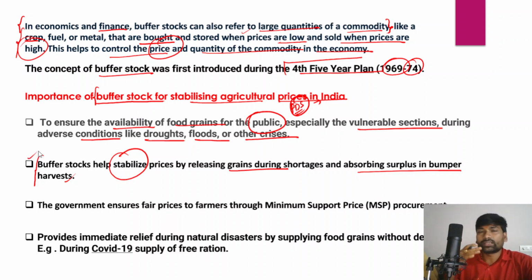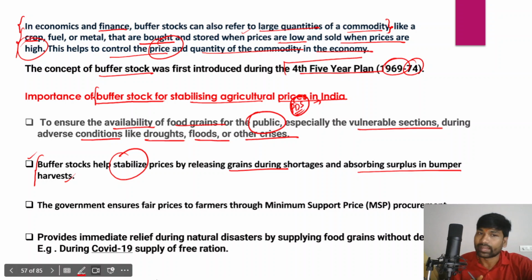So whenever the agriculture production is low, the government will release the food grains from the buffer stock to stabilize the prices. However, whenever there is a bumper produce of the crop, of course the prices would be lower and it would be affordable. So government would procure the food grains and store those food grains, and it would be done by an organization called Food Corporation of India.